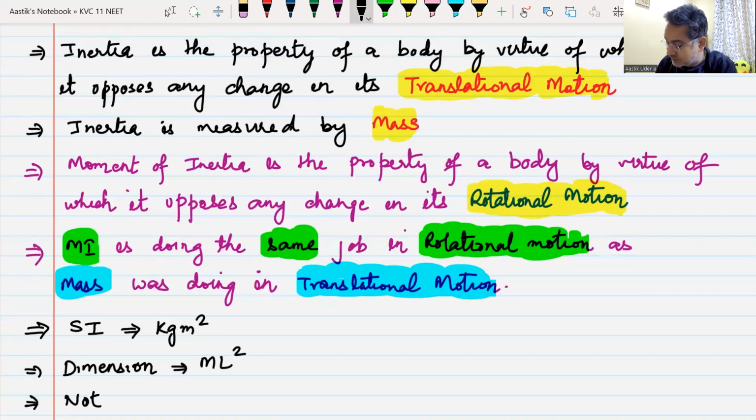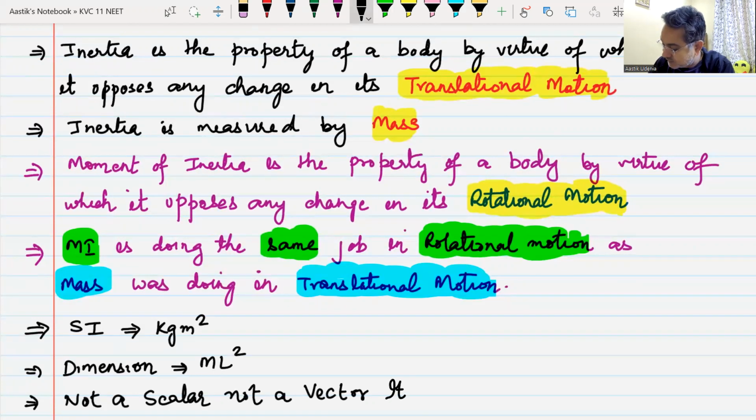It is not a scalar, not a vector. It is known as a tensor. So it is a new type of quantity. Just remember that it is known as a tensor quantity. It's not a scalar. Everyone written this down? Not a vector. It is known as a tensor quantity.